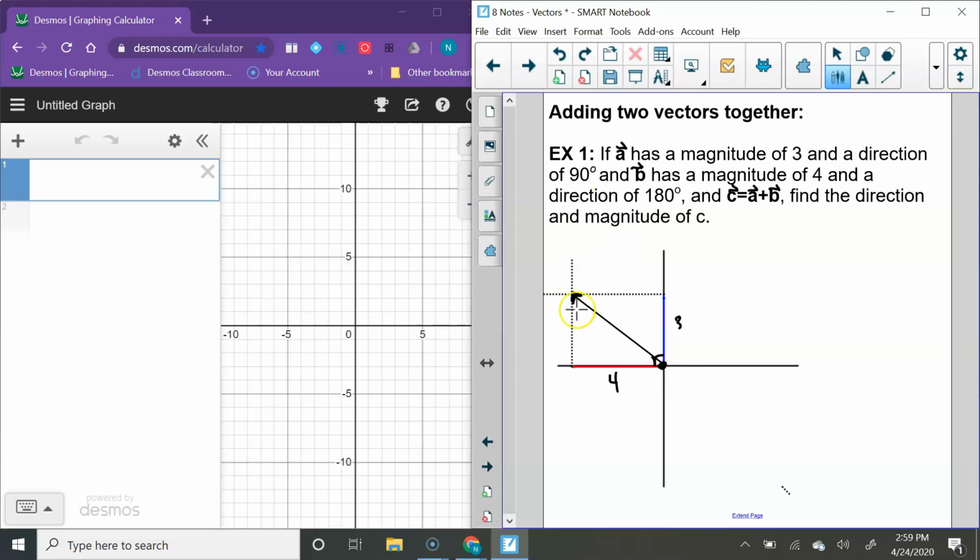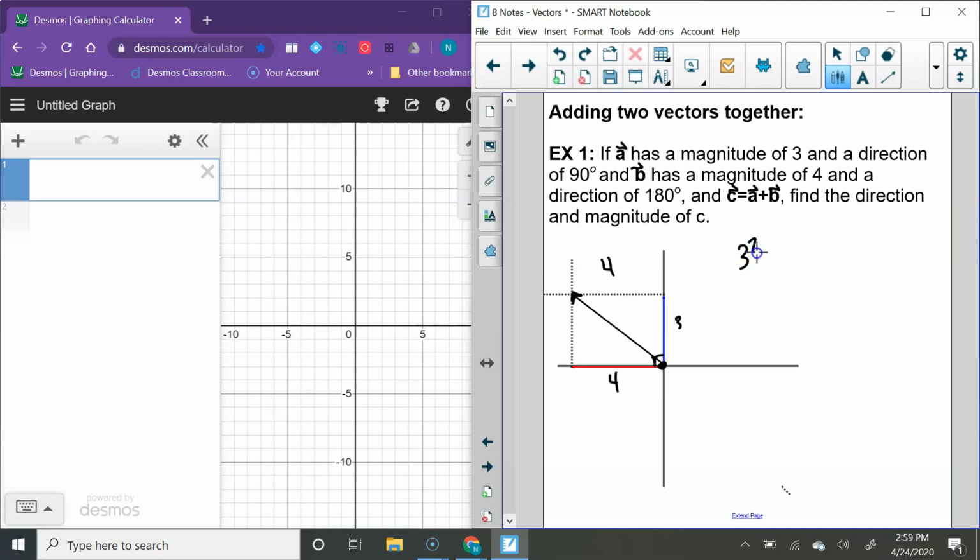So what we end up with, we have this direction. We also have the length here. Now I know this is 3. I know this is 4. And since this is a right angle, this makes it really easy to find the hypotenuse there.